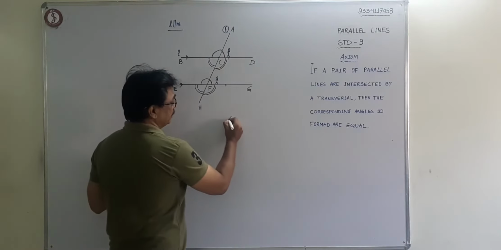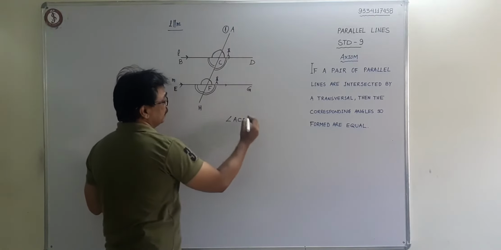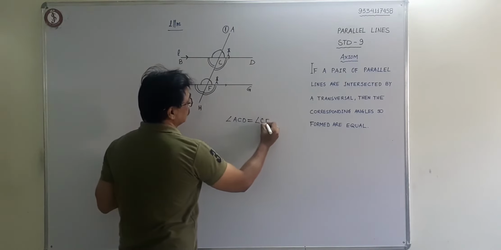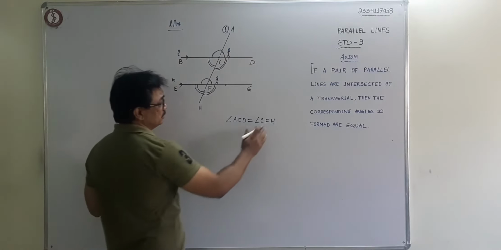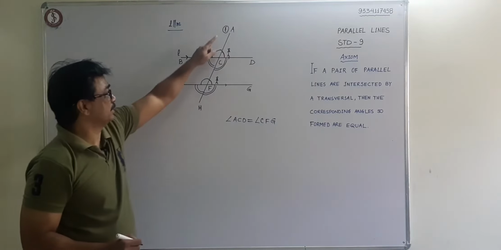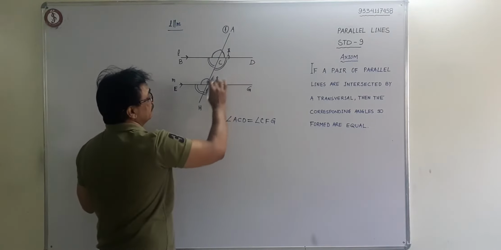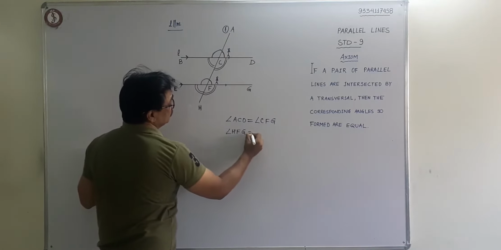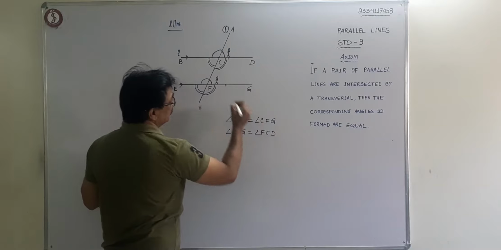That means angle ACD, this red angle, is equal to the red angle here, CFG. So we have to be careful while naming it. So ACD is equal to CFG, corresponding angles. Similarly, if I take this angle, then angle HFG is corresponding to angle FCD. So on either side we get the same thing.